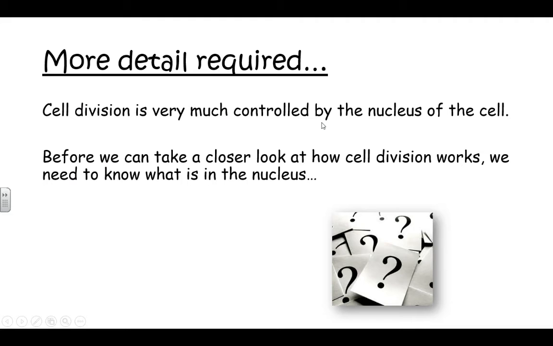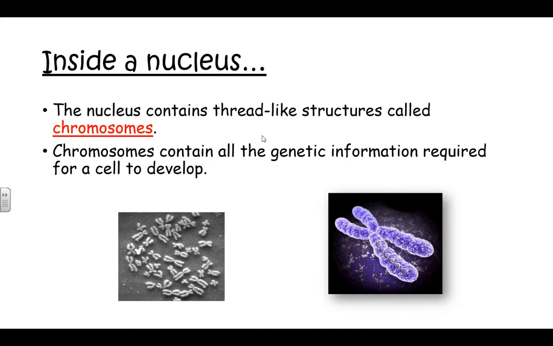So we're going to look at some of the stages of that nuclear division that I called mitosis. The nucleus contains thread-like structures called chromosomes. You have 23 different types. You got 23, so chromosomes 1 to 23 from your mum, and you got chromosomes from 1 to 23 from your dad.